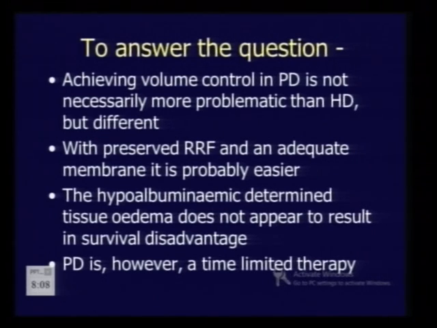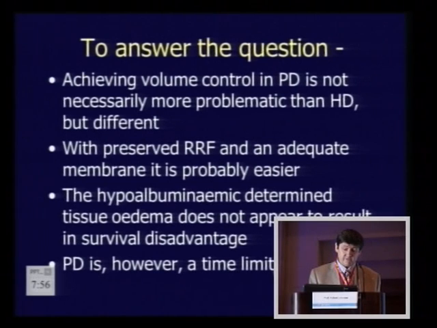I think what we're learning, and not surprisingly, is that when you've got well-preserved residual renal function and also a membrane that works well, then it's actually probably easier to maintain hydration status in the PD population. There's clearly a problem with hypoalbuminemia in PD patients, and until we solve the problem with hypoalbuminemia in these populations, I don't think we're going to make a fundamental change to the excess tissue edema those patients have.